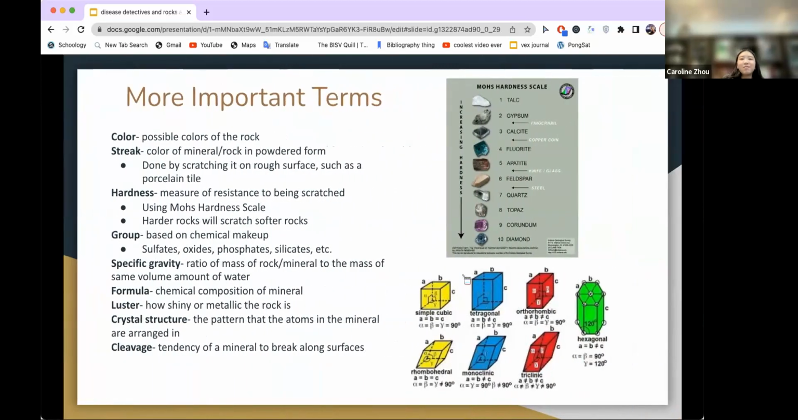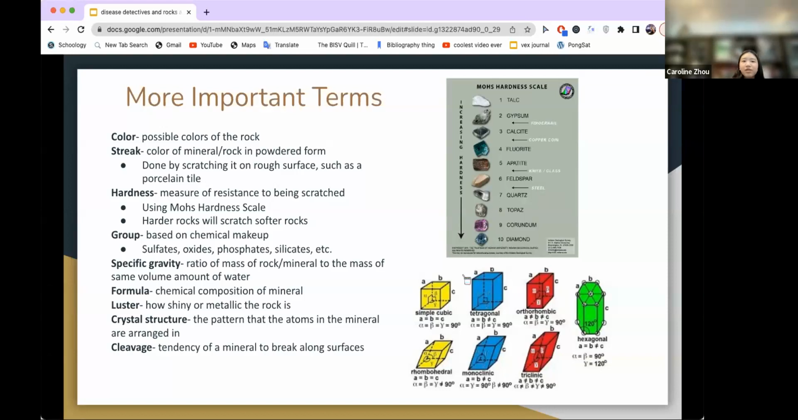Okay, so here are some more important terms. Color is the possible colors of the rock, the colors that you see the rock in. Streak is the color of the mineral or rock in powdered form. It's done by scratching it on a rough surface, such as a porcelain tile. So you basically take a rock and scratch it on a rough surface to see what color the rock is when it's powdered.